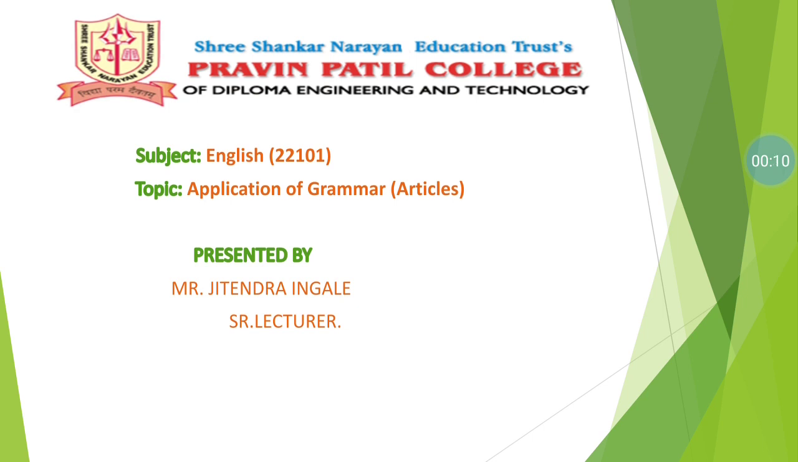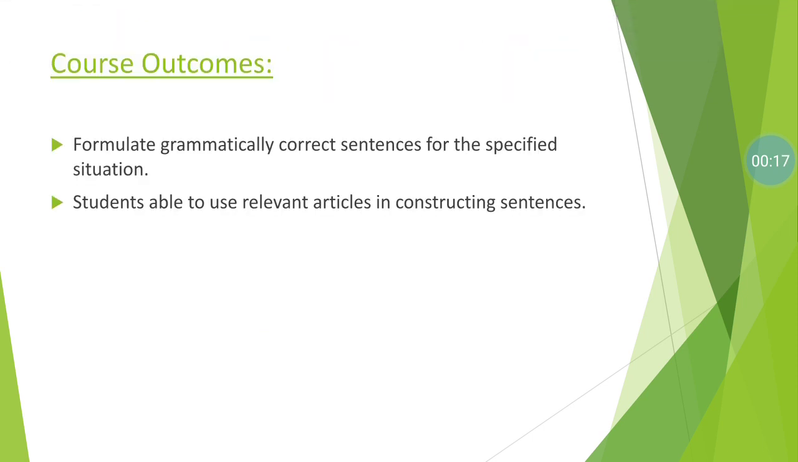Subject: English. Topic: Application of Grammar, Article. Course Outcomes: Students formulate grammatically correct sentences for specified situations. Students are able to use relevant articles in constructing sentences. After watching this video, students will gain these course outcomes from this topic.